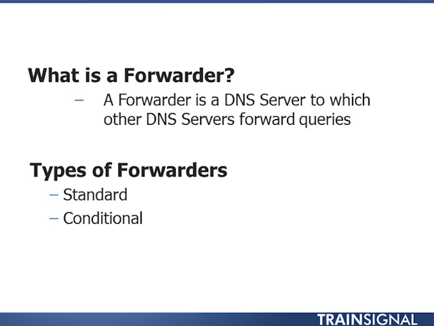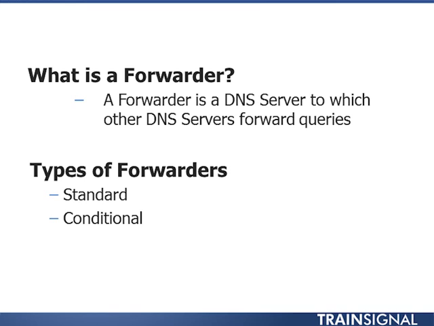Now there are two different types of forwarders. We have standard forwarding, which is the type of forwarding we've had pretty much since day one when it came to DNS. And then we have conditional forwarding, which is a little bit newer. It's not new to Windows Server 2012, but we didn't always have it. And conditional forwarding is where we pick a specific namespace, and based upon that namespace, we forward it to a specific DNS server.